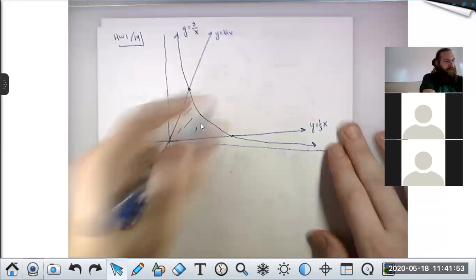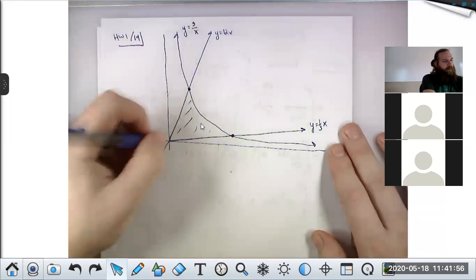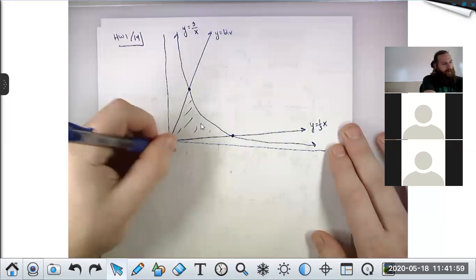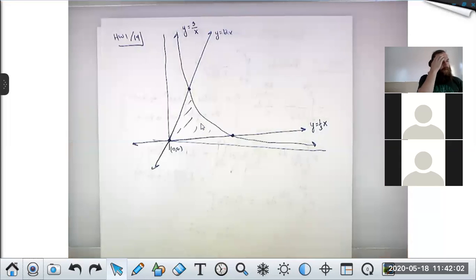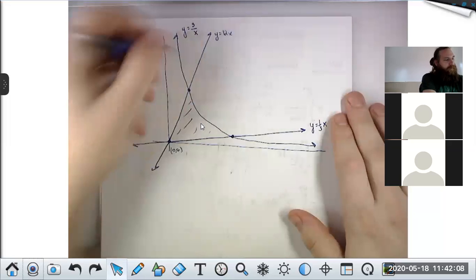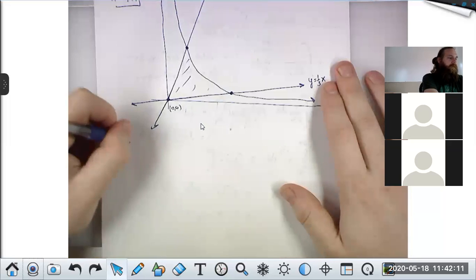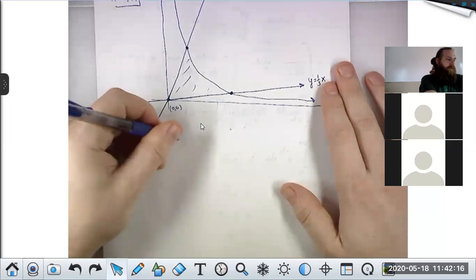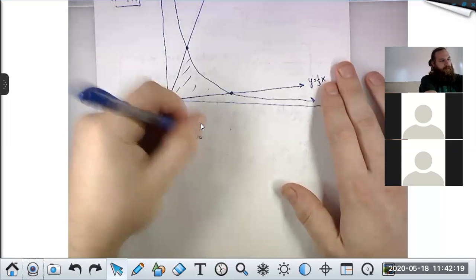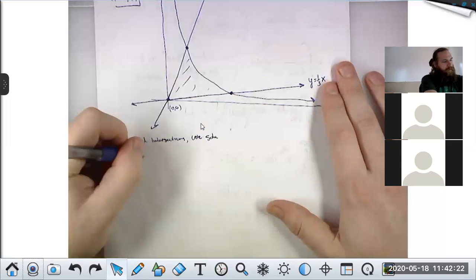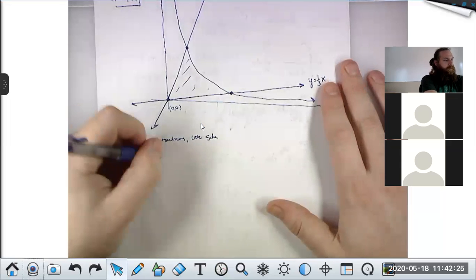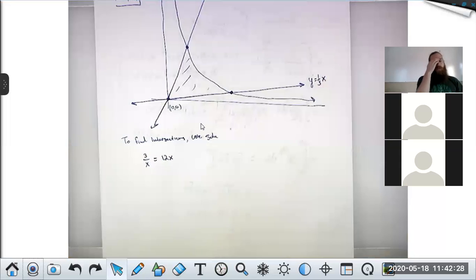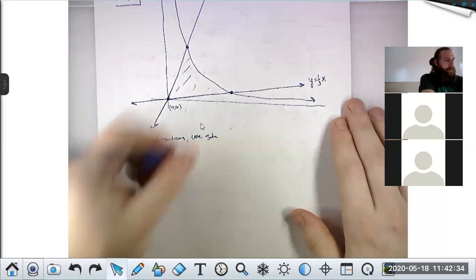In order to set up the necessary integrals, I need to know these intersection points. This one down here is clearly 0, 0, but the other two are not super obvious, and to find them, I need to set 3 over x equal to 12x. So to find intersections, we solve 3 over x equals 12x. And this is a rational equation. There's a bunch of ways you can solve it, but the fastest one is to just multiply both sides by x.